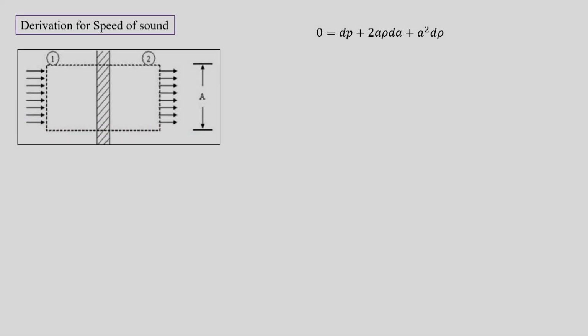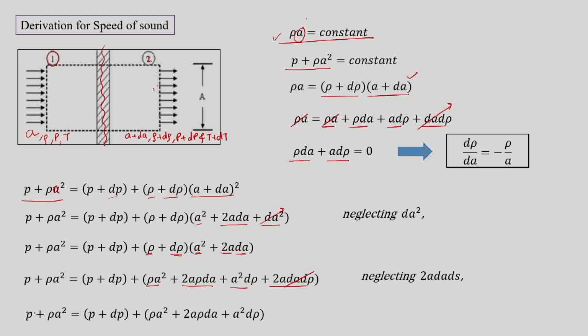Now, if we go further, we can cancel dP, we can cancel dA square, and then we have only three terms in the expression, equal to 0.